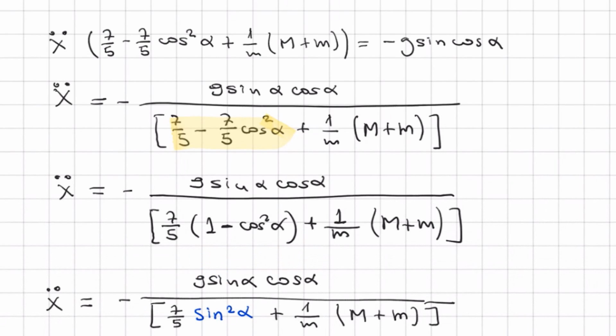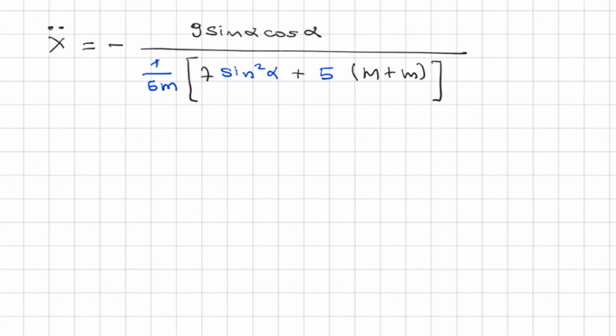Okay? The next step is taking out common factor 1 over 5m out of the last equation. From the denominator, we are taking that common factor out. Then we will have the following equation. Okay? This is what I got.